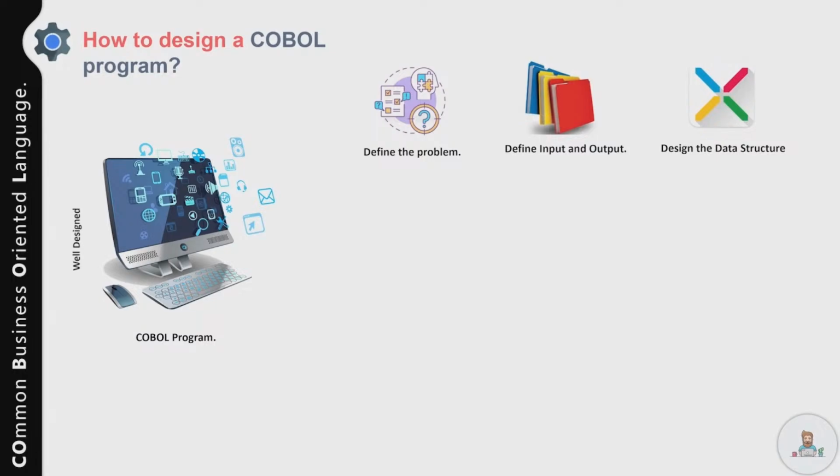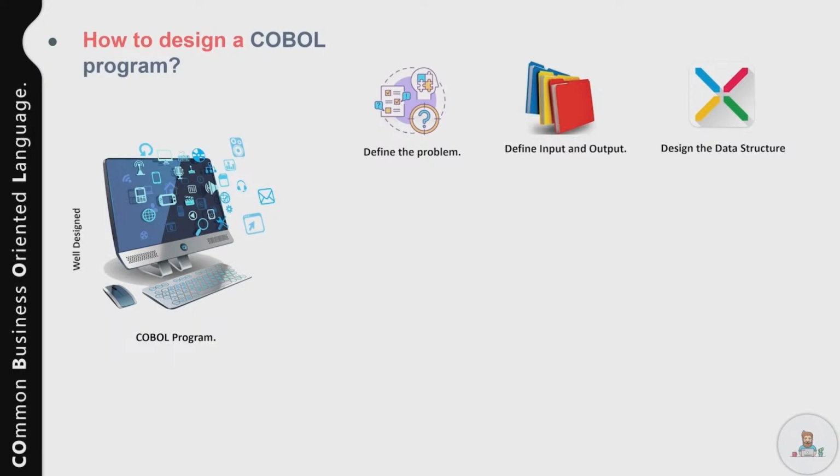Once we have determined the inputs and output of our program, we can start designing the data structure that will be used to store the data. In COBOL, the data structure can be represented using a variable, array, or records. And we need to choose the appropriate data structure based on the type of data we are working with and how it needs to be processed and stored.